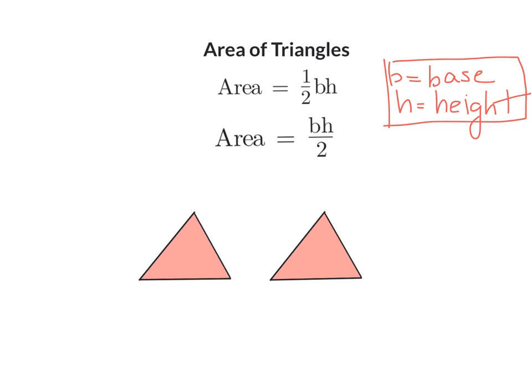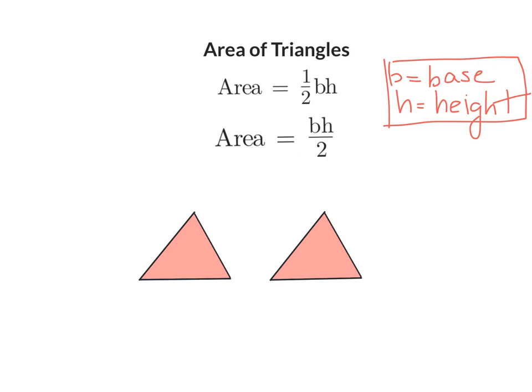In this video, we're going to review how to find the area of triangles. So the formula for finding the area of a triangle is 1/2 times the base times the height. The B stands for base, the H stands for height. Base is the bottom, and height is the perpendicular distance from one point or one vertex on the triangle to the base. Another way we write it is base times height divided by 2.